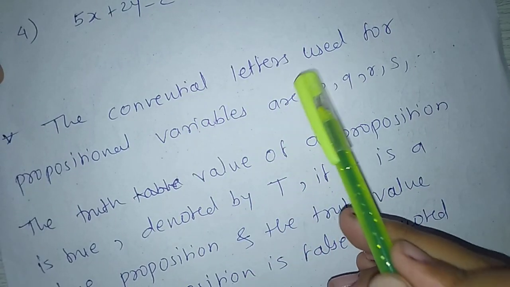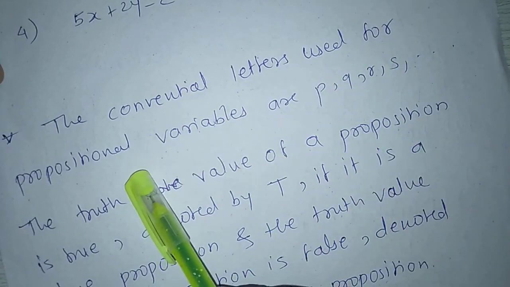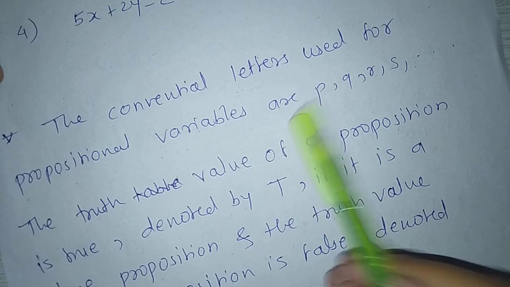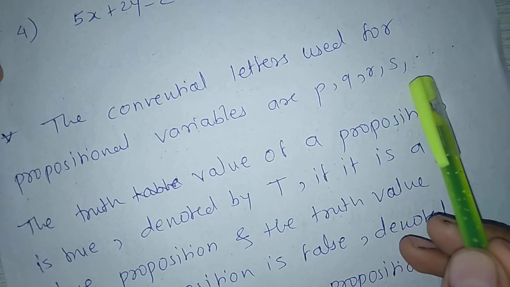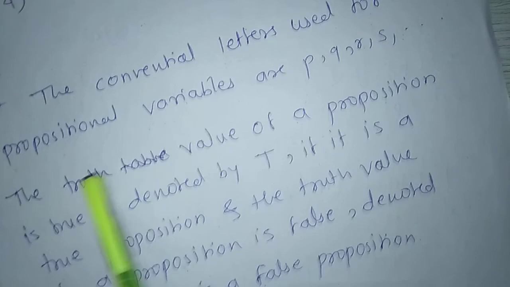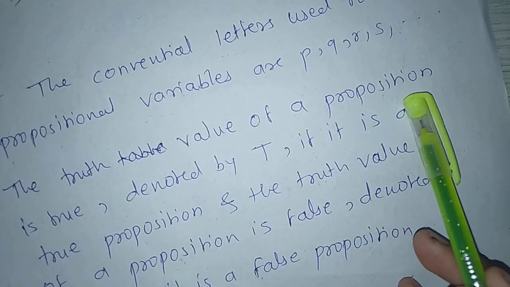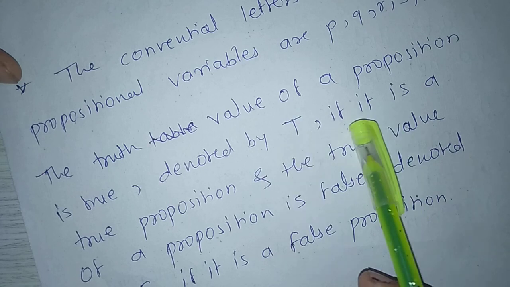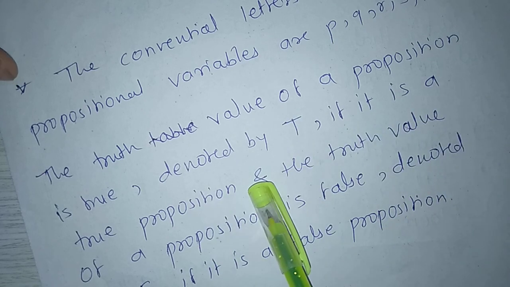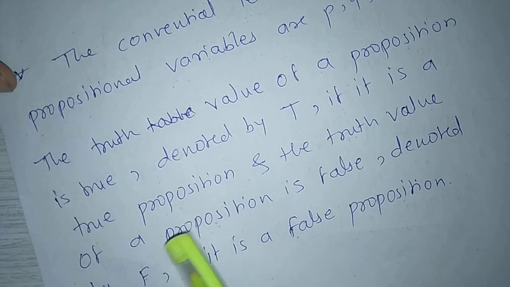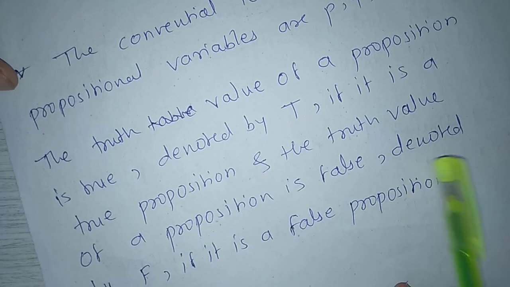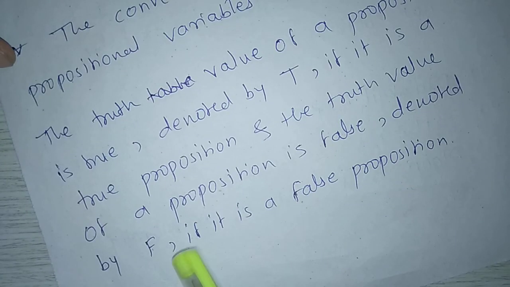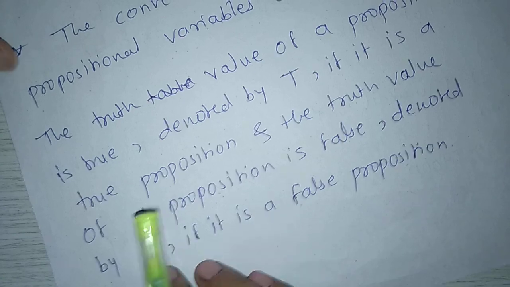The conventional letters used for propositional variables are p, q, r, s and so on. The truth value of a proposition is true, denoted by capital T, if it is a true proposition, and the truth value of a proposition is false, denoted by capital F, if it is a false proposition.